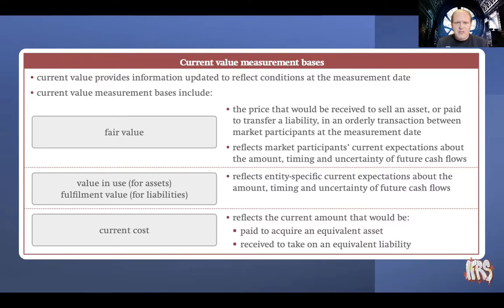So we've briefly touched on a couple of measurement bases, and there's a lot of detail in the framework, and please spend some time going through it, read through the thinking and how the board would apply this and how they would consider something to be relevant or faithfully represented.